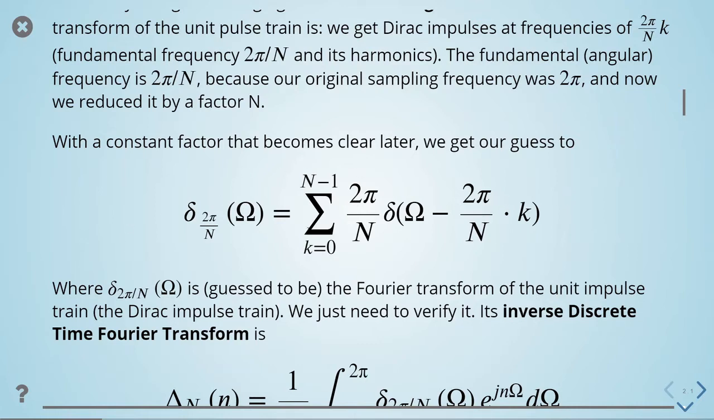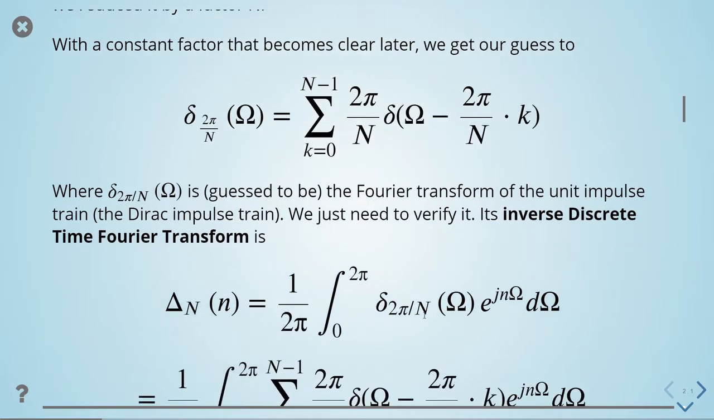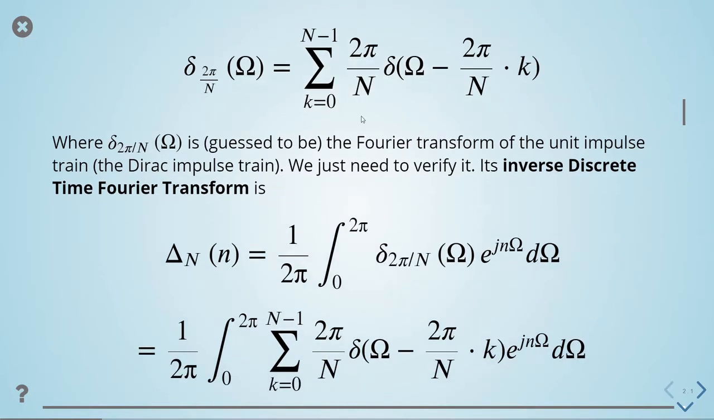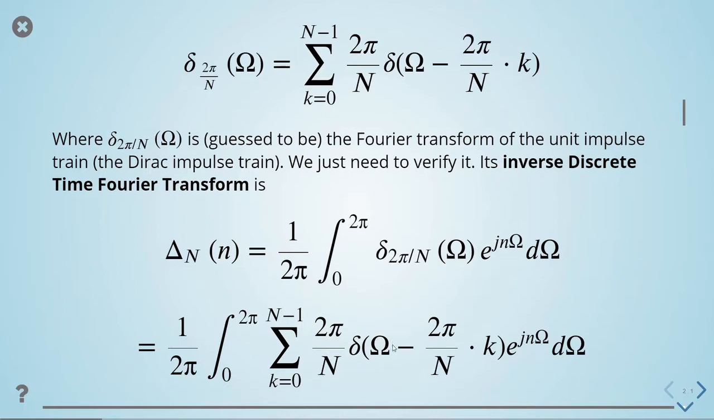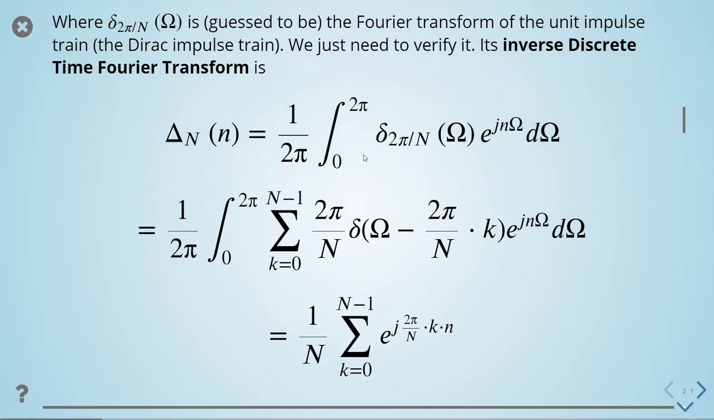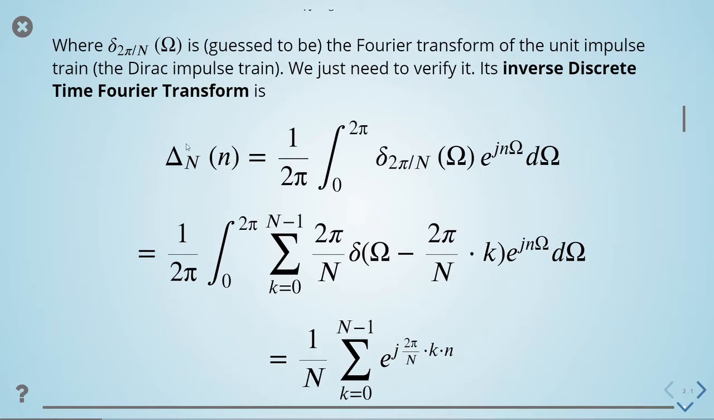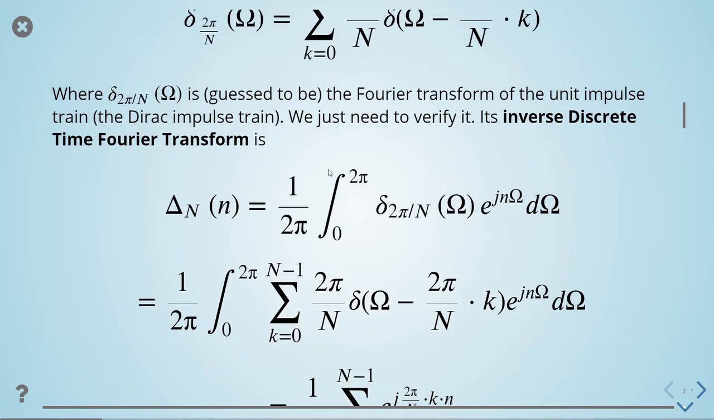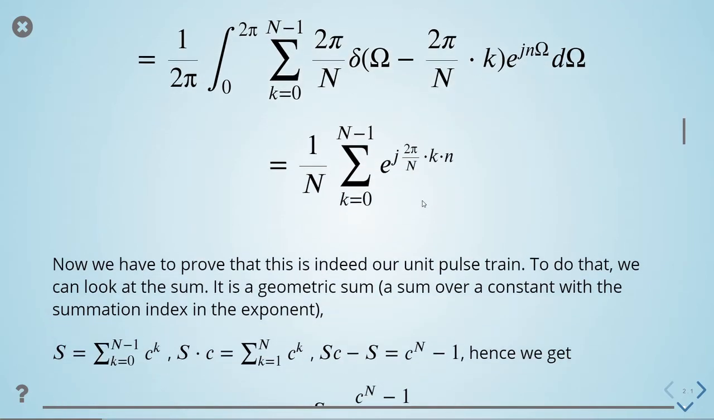If this is the Fourier transform, we can take the inverse discrete time Fourier transform. So this is what we're doing here. This is the formula for the inverse discrete time Fourier transform, we put our guess here, and when we solve this integral we have this result. This is our unit impulse train, and now we need to prove that this is indeed a unit impulse train.